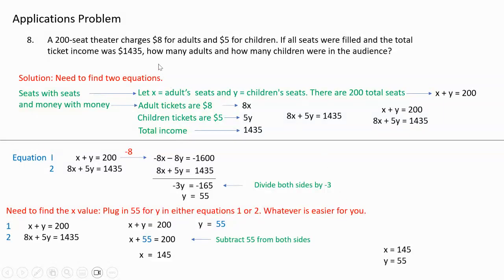But that's not what they're asking for. They're asking how many adults and how many children were in the audience. Since x represents adults and y represents children, this is my solution: 145 adults and 55 children. I believe this covers section 6.1.